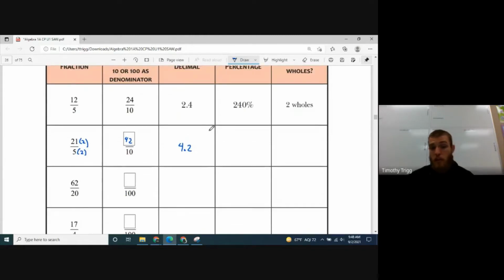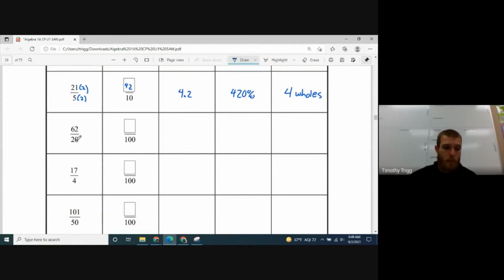Now to go from decimal to percent, one very easy way you can do it is just move the decimal 2 places to the right. And you can see this in the example. 2.4, if we change that to a percentage, you'd move it over twice. That's 240%, right? And that's how they got that. Similarly here, we can move the decimal twice. This would be 420%, which would be 4 wholes, right? And you could always check too. You could always divide this in your calculator. 42 divided by 10 will give you 4.2.